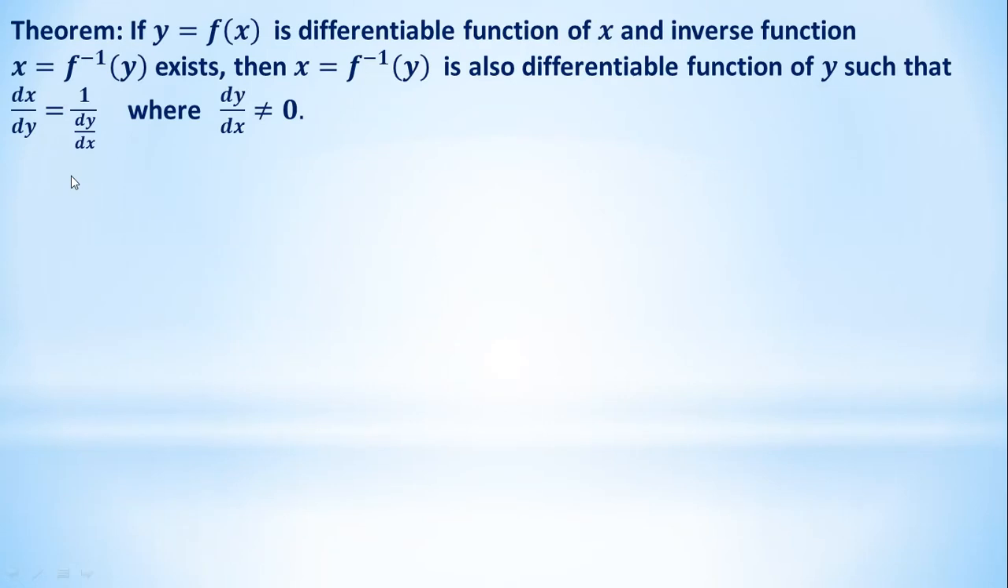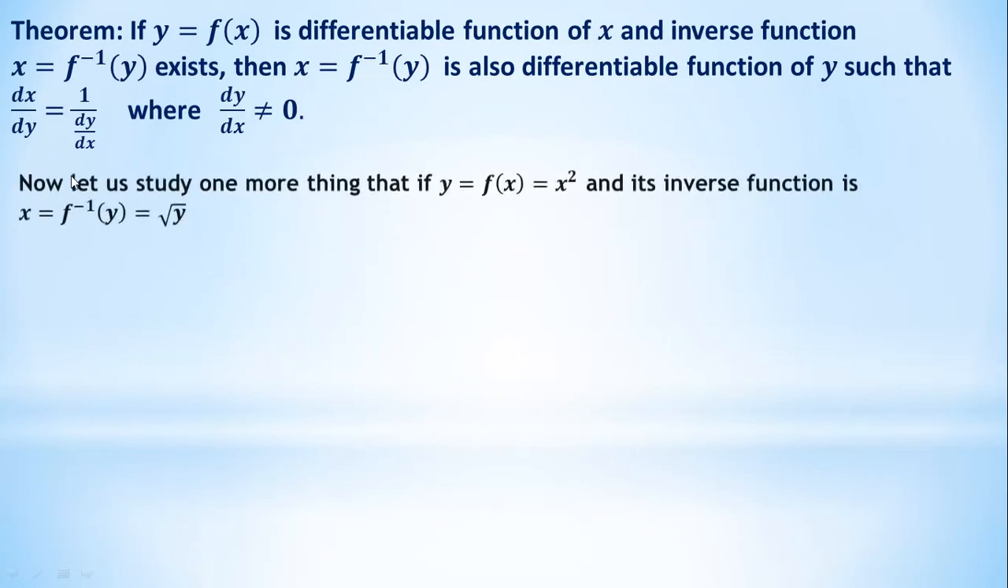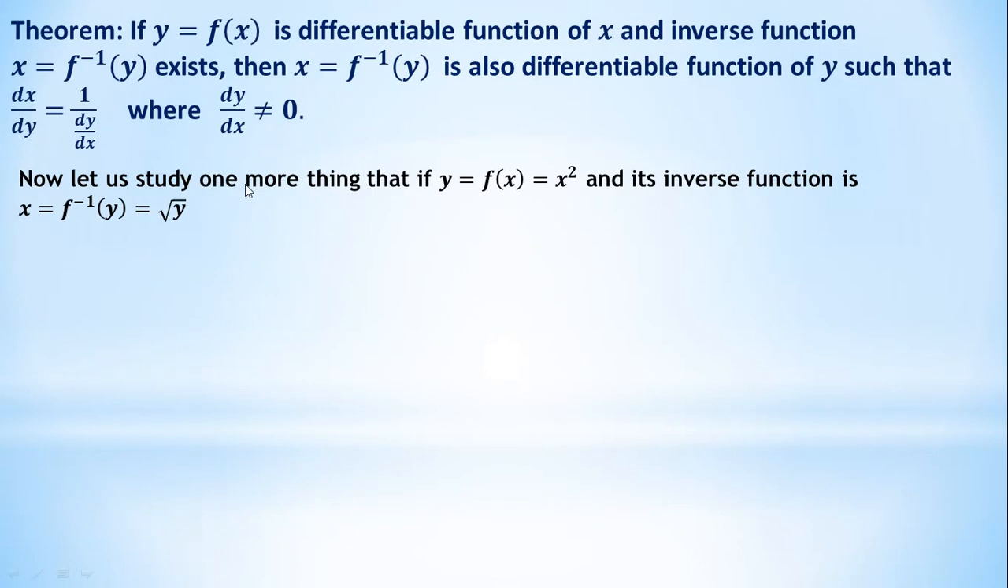Now let us see some more about this. If you take the function y is equal to f of x is equal to x square and its inverse function is x is equal to f inverse y, that is equal to root y, then what is the relation between the original function y is equal to f of x and its inverse, that is x is equal to f inverse y? Let us see. If you take the composite function of that, meaning the composition of f inverse and f, how will you write it?